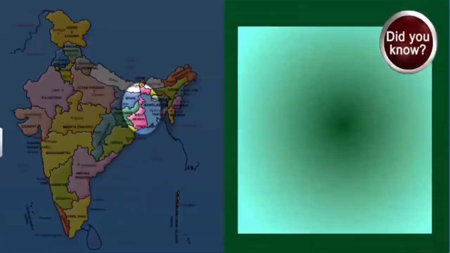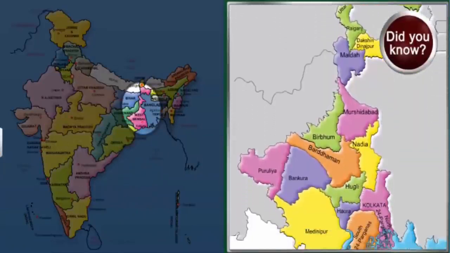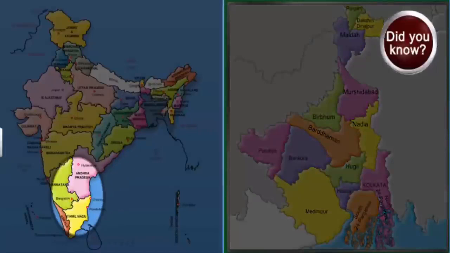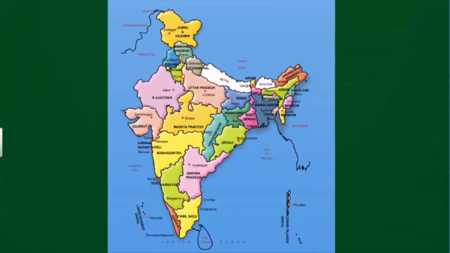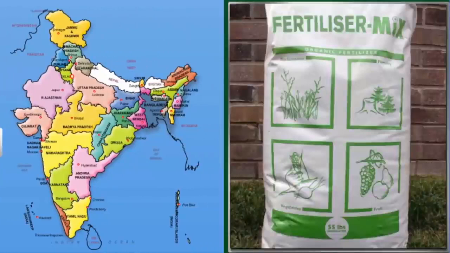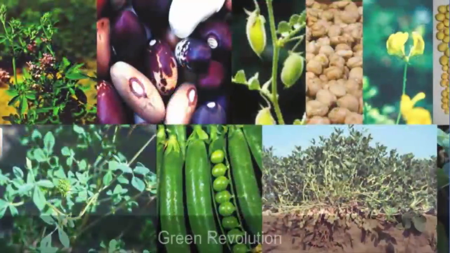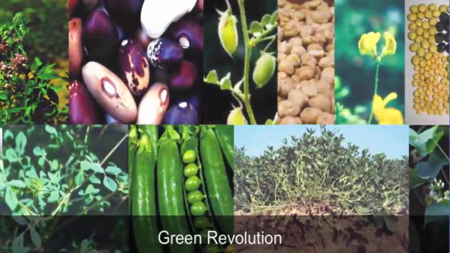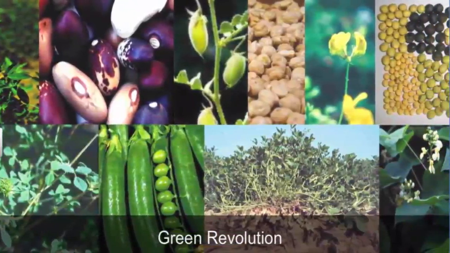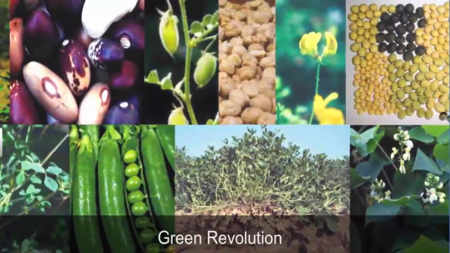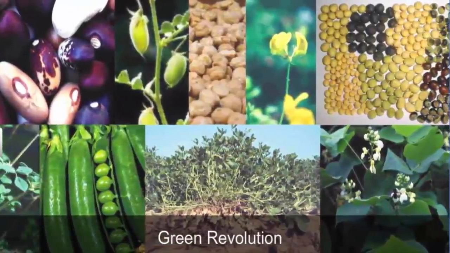Did you know wheat is now grown in West Bengal and to a small extent in the southern states of India? A movement launched in India in the mid-1960s promoted the use of high-yield seeds and an increase in the use of fertilizers and irrigation. This movement is called the Green Revolution of India. The success of the Green Revolution in the northern states has played a major role in the growth of rabi crops.